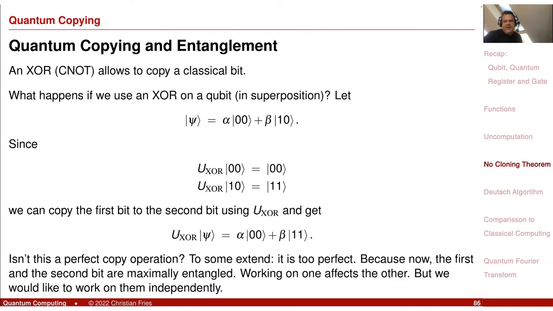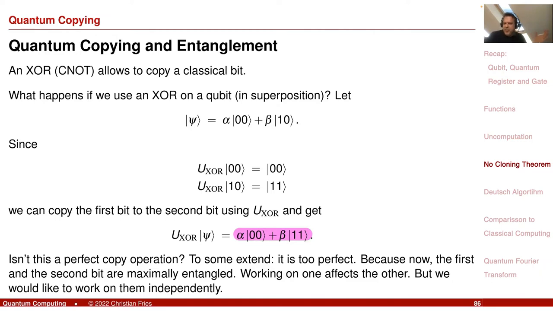Let's look at this again. What happens if you just use the XOR on this qubit in superposition? If you go back to the same example and take a state ψ = α|0,0⟩ + β|1,0⟩, where the second argument is the zero, and apply the XOR gate to copy the bit, so copy this one to the zero to get 1,1, you get our entangled state. You get α|0,0⟩ + β|1,1⟩.